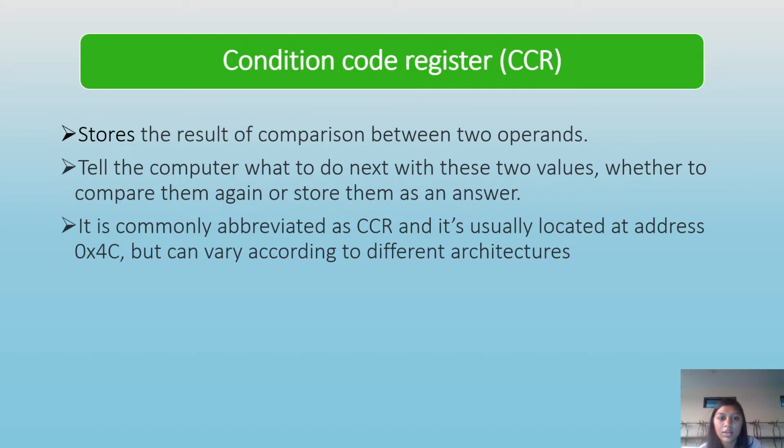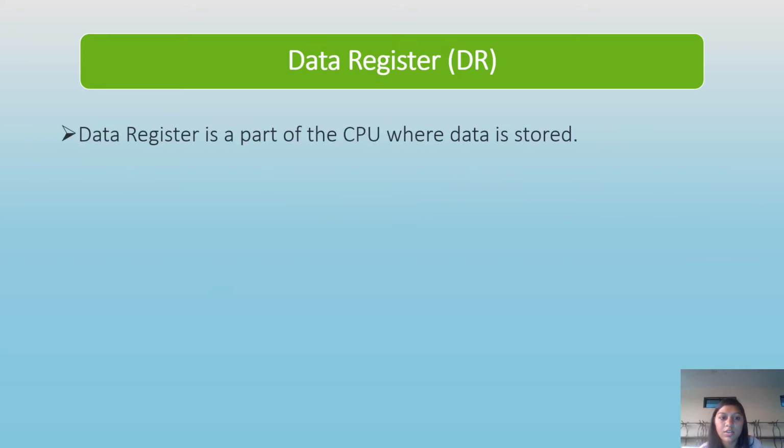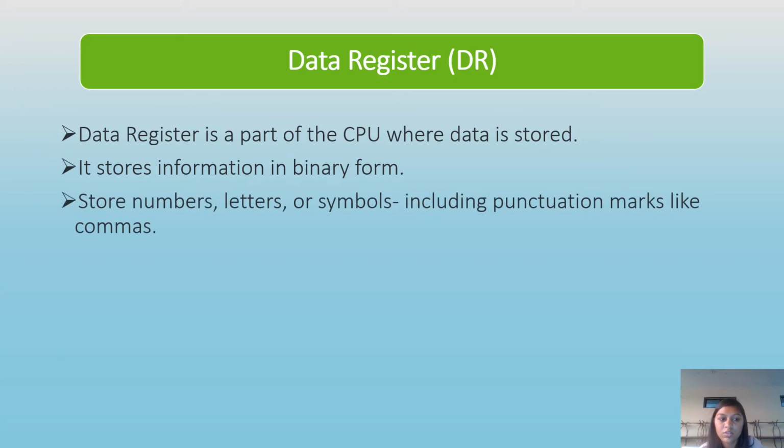Then, data register. Data register is a part of CPU where data is stored. It's one of the primary computing units and it stores information in binary form. Data register can store numbers, letters, or symbols, including punctuation marks like commas.